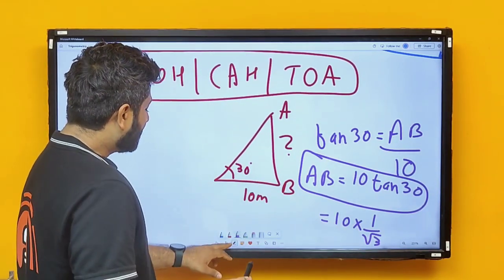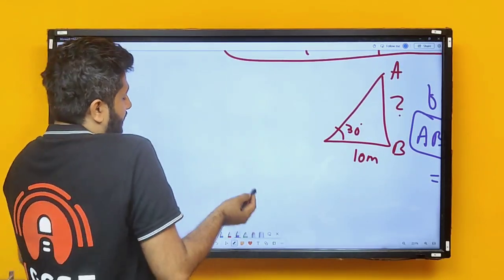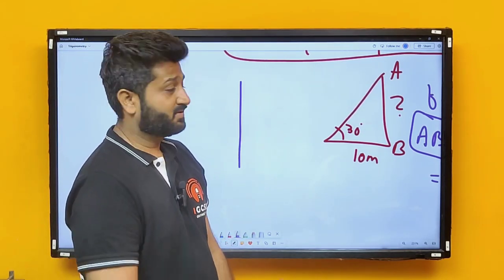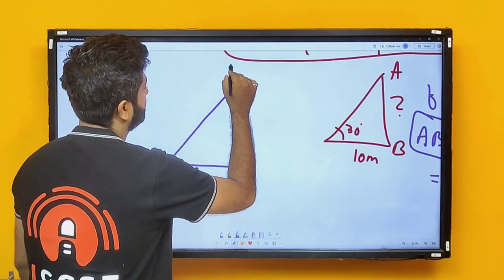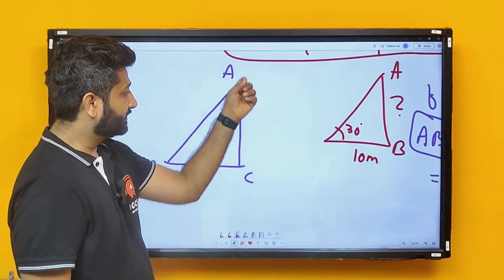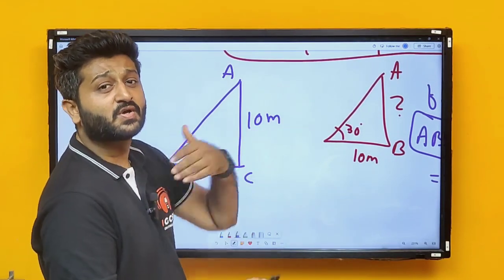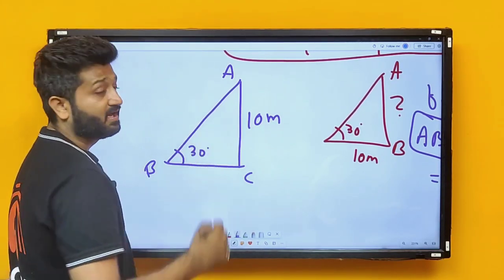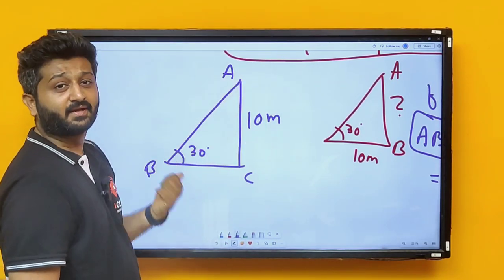There are n number of examples. Let's say you have a wall and to this wall I'm suspending a ladder. This is my ladder AB, and this is C. I know that the height of the wall is 10 meters. I also know the angle that the ladder forms is 30 degrees. Now I want to measure the length of the ladder.